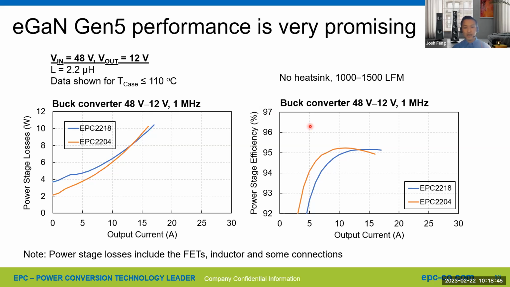EPC2204 has a little bit higher RDS(on) but better switching parameters. Therefore, its light load to mid load performance is better than the EPC2218. The 2218, however, has a lower RDS(on), so its performance shifts toward heavier loads and is better than the 2204. By the way, all those loss calculations and bench tests include the FETs, inductor, and other components. The generation 5 device is quite promising already.